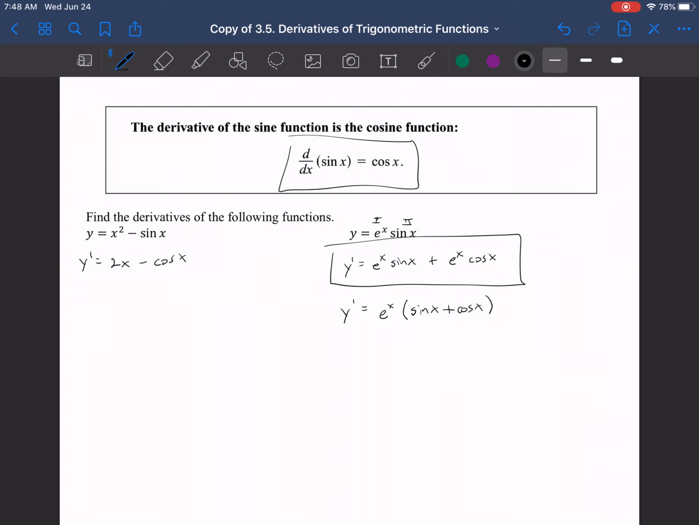Just like that. Be careful. There you go. Those two are equivalent answers. Be careful. This is not 1. This is not sine squared plus cosine squared. Don't make that mistake. Sine plus cosine is not 1.